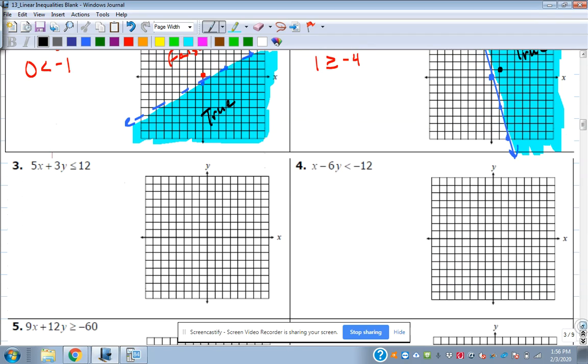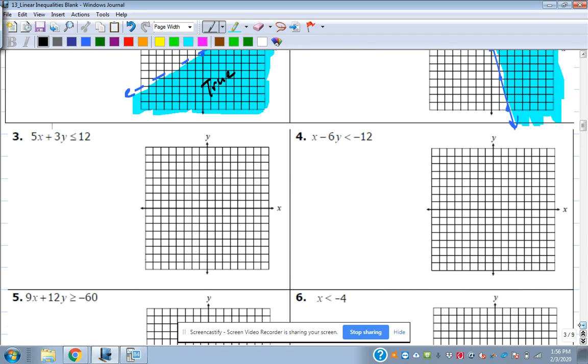All right, let's look at number 3. We won't do all of these. 3. What needs to be done to 3? Needs to be put in slope-intercept form. So I would subtract 5x. There's 3y less than or equal to negative 5x plus 12, divided by 3, and I get y is less than or equal to negative 5/3 x plus 4.